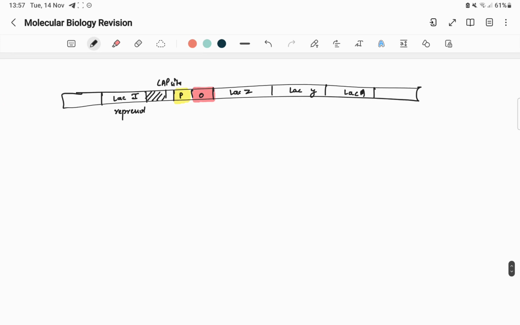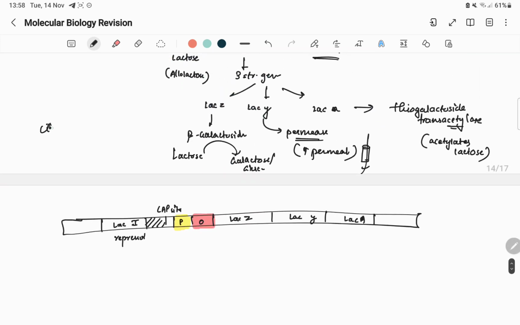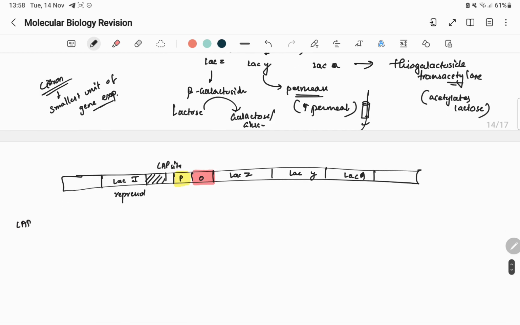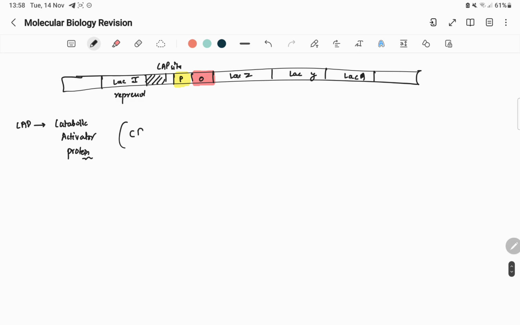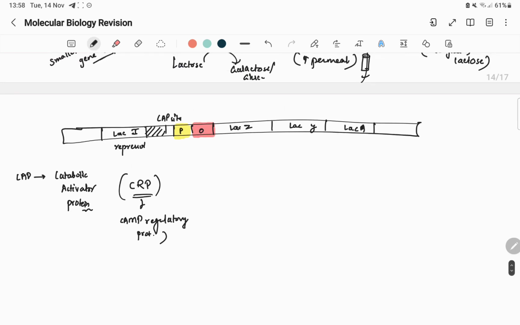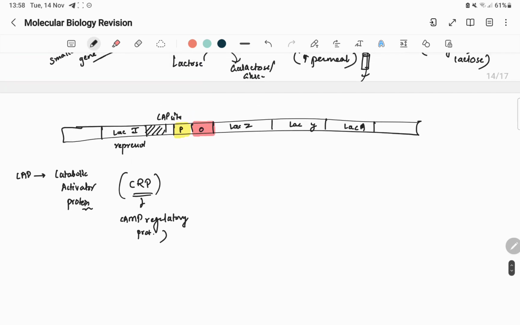Let's see what a cistron is. A cistron is the smallest unit of gene expression. CAP means catabolite activator protein, otherwise called CRP. The full form is cAMP regulatory protein or catabolite activator protein. This is the full form of your CAP region. So we'll see what the role of CAP is.